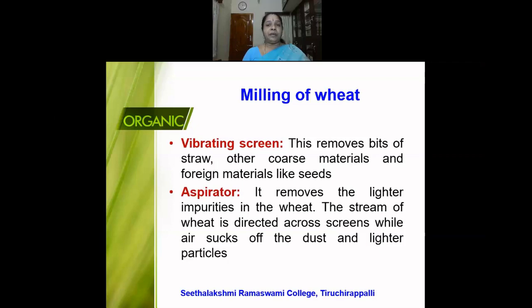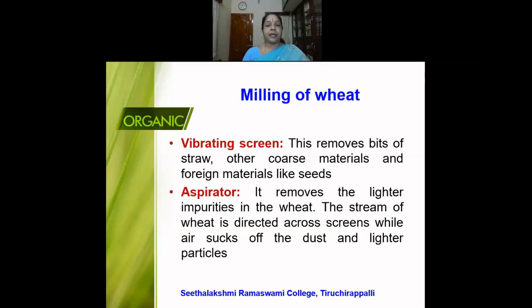So the wheat grain, when it is sent to the mill, may be contaminated with straw particles and dust particles, and these are removed. When there are grains other than wheat, they are also removed by passing the wheat through the vibrating screens. After the impurities are removed, the wheat next passes on to the aspirator.